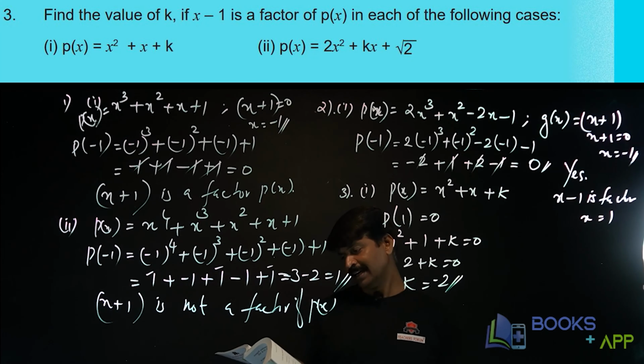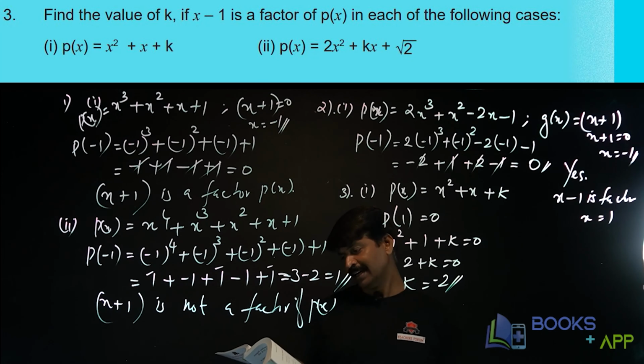Now, let us solve question number 4. Factorize the first one, 12x square minus 7x plus 1. You have to factorize it. So it's a quadratic polynomial because its degree is 2. So it will have 2 zeros. Now how can you factorize this? By using the splitting the middle term method. Let us factorize this using the splitting the middle term method.